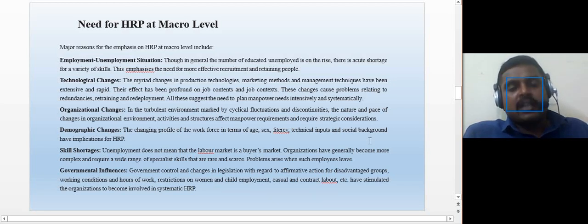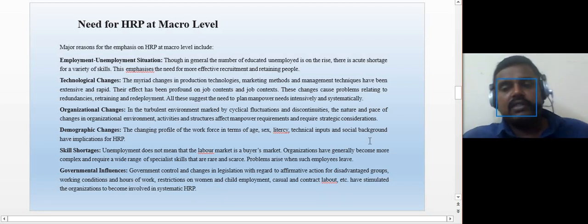And the third thing is organizational changes. The environment is marked by cyclical fluctuations and discontinuities; the nature and path of changes in organizational environment, activity and structure affect manpower requirements and require strategic considerations. And the demographic changes: the demographic variables of the particular employee, such as age, gender, marital status, literacy rate, and geographical background. Everything else we need to analyze.